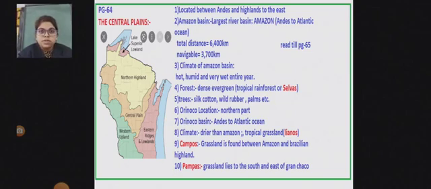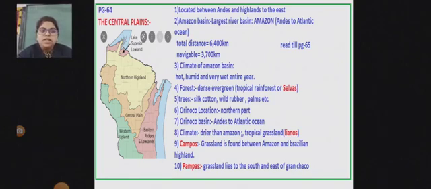Talking about the forests of Amazon, they are known as selvas. What? Selvas. Another name for the selvas is tropical rainforest, and they are also called dense evergreen forest. Question arises now, which sort of trees will you find here? So let's count together. From silk cotton to palm trees to wild rubber, these are the different varieties of the trees that are available in the Amazon basin.